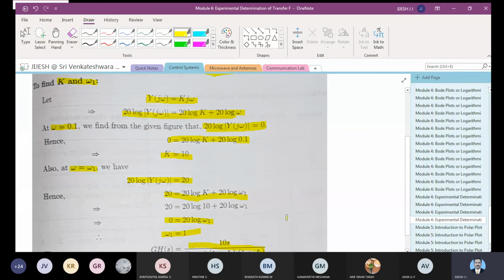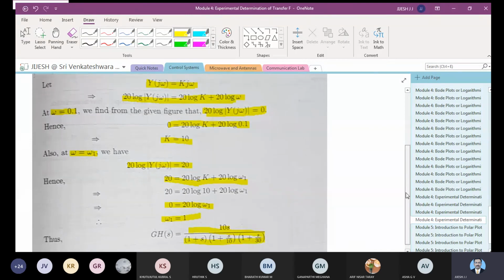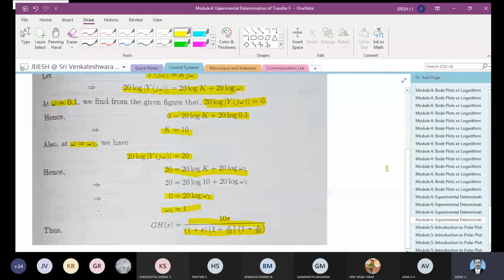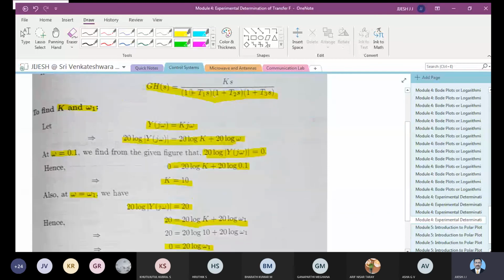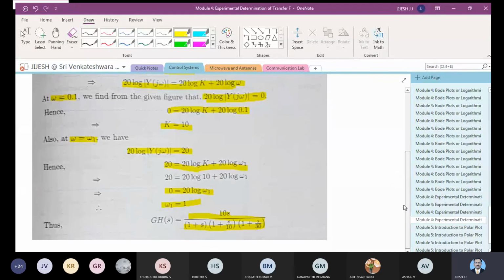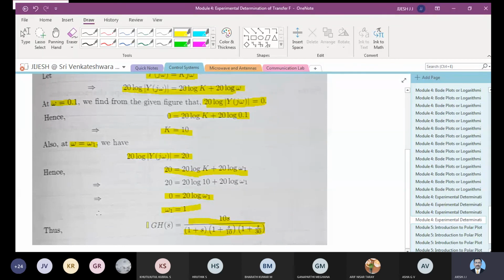So I get the values of all these points, then I need to substitute them. So I got T1, T2. Here this is the general form. I need to find K, I need to find T1, T2, T3. Then I have to substitute in the transfer function to get the final transfer function. So I substituted all those things. GH is equal to 10s divided by 1 plus s into 1 plus s by 10 and 1 plus s by 30. So we got all the values and we get the transfer function.